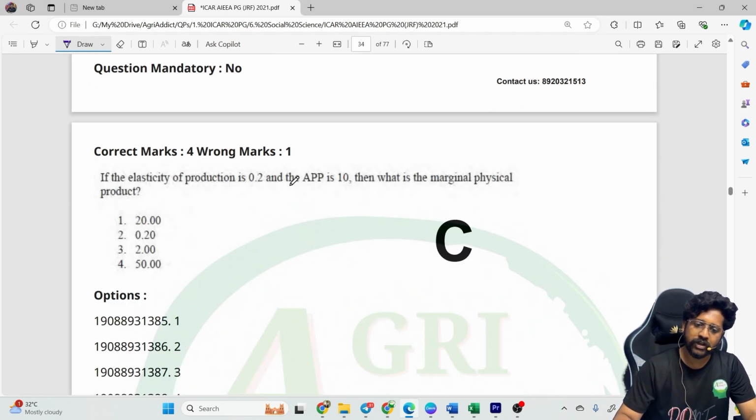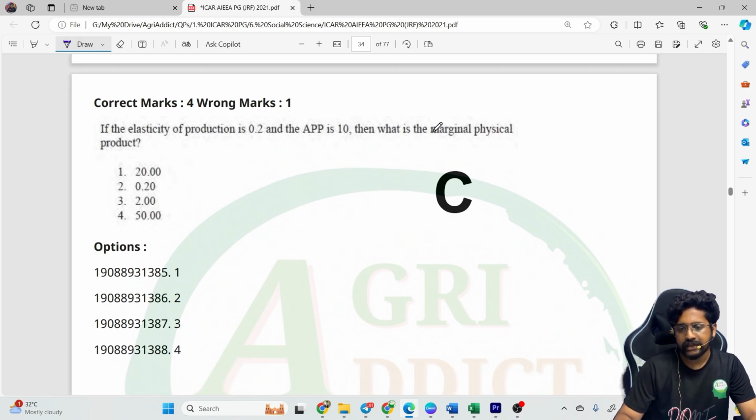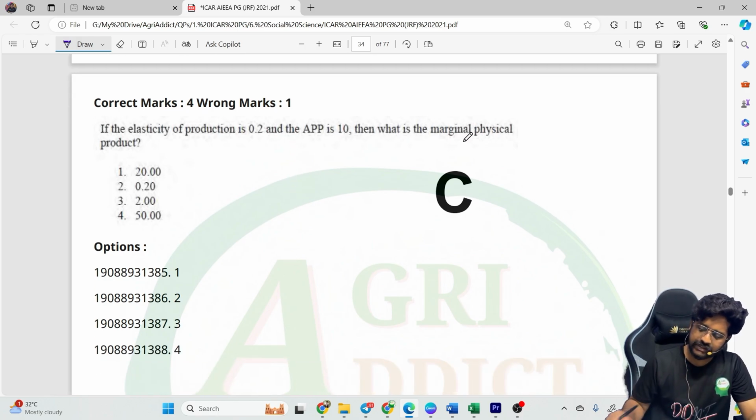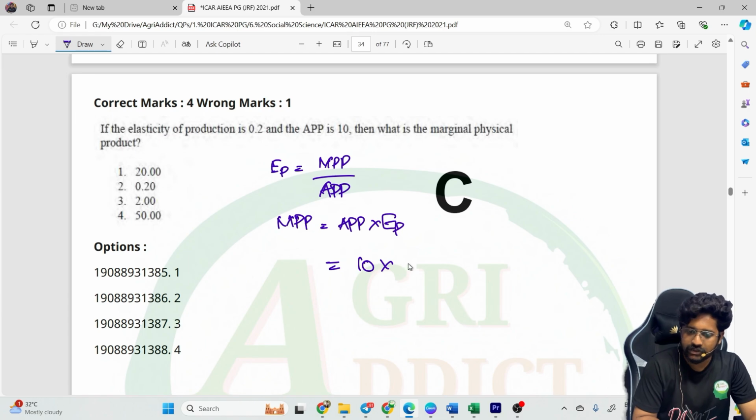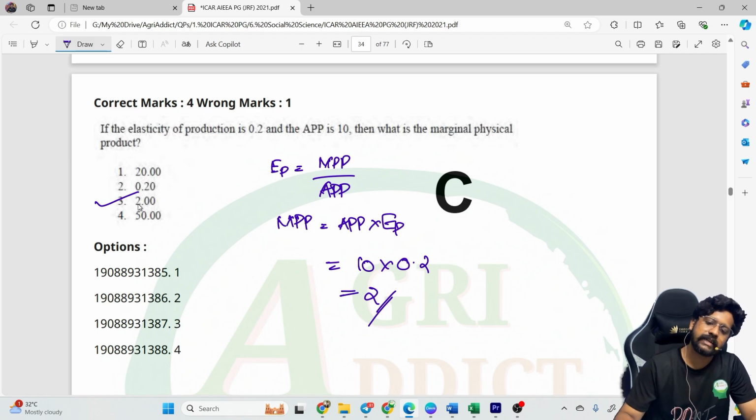If the elasticity of production is 0.2 and the APP is 10, then what is the marginal physical product? We have done a similar question previously, right? We have been given that the elasticity of production is nothing but the MPP divided by APP. We have been given the APP as well as the elasticity of production, so we have to calculate the MPP. MPP is nothing but the APP multiplied with the elasticity of production. APP is 10 into the elasticity of production, 0.2. So MPP will be 2. The third option will be the correct answer.